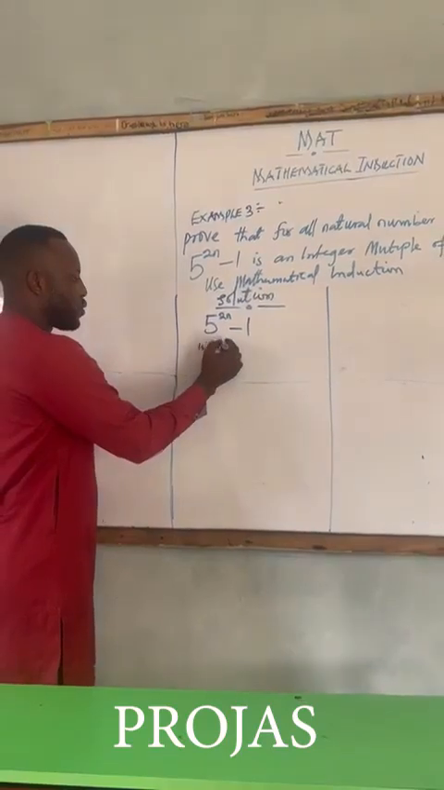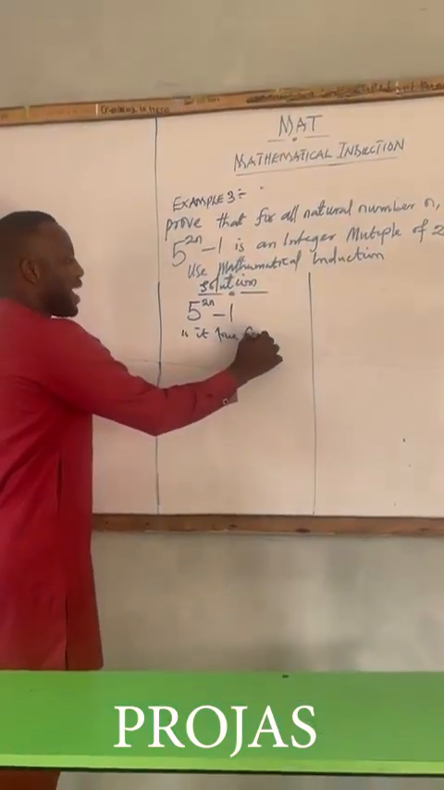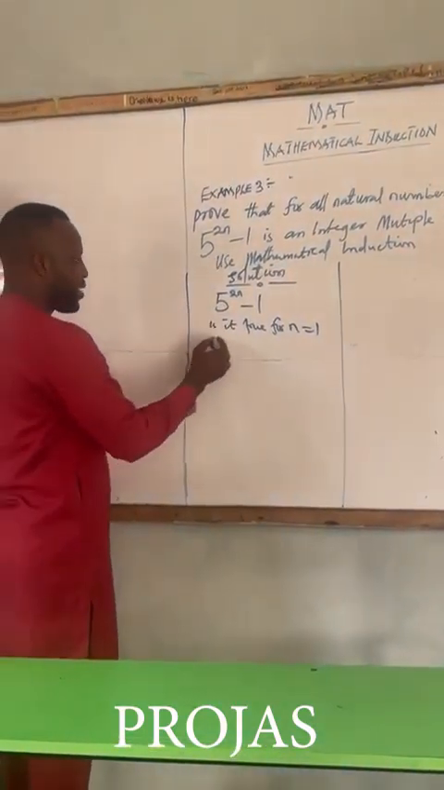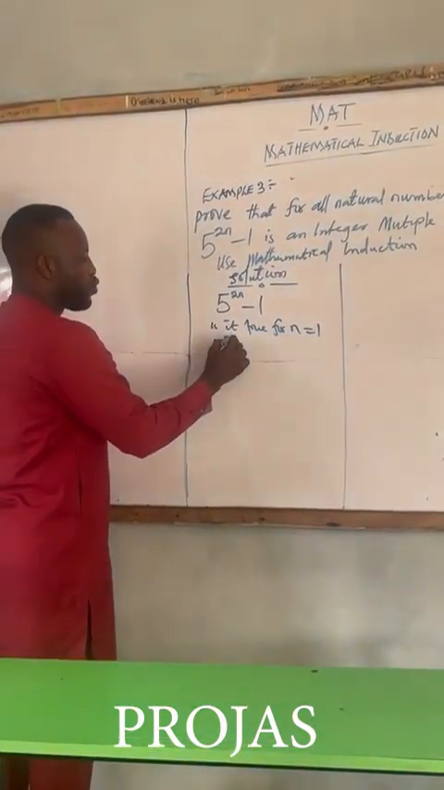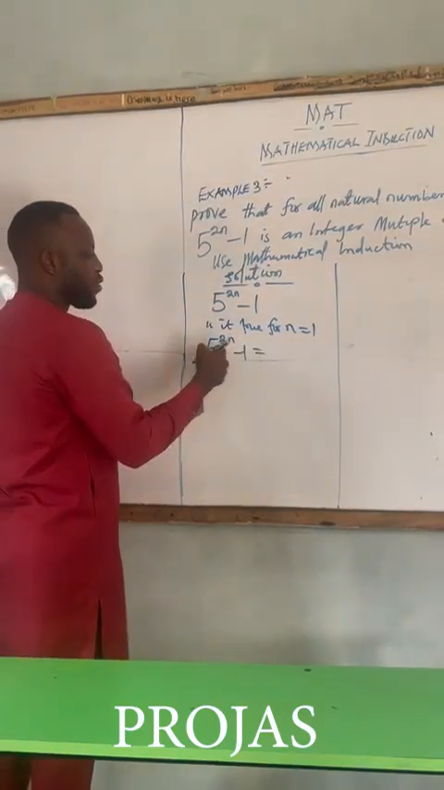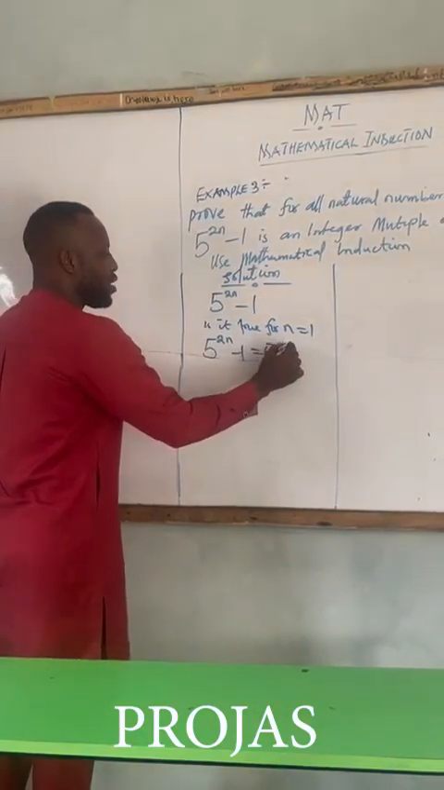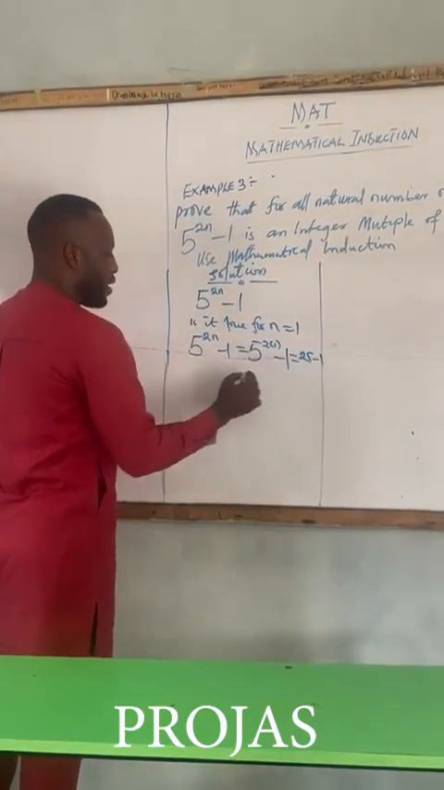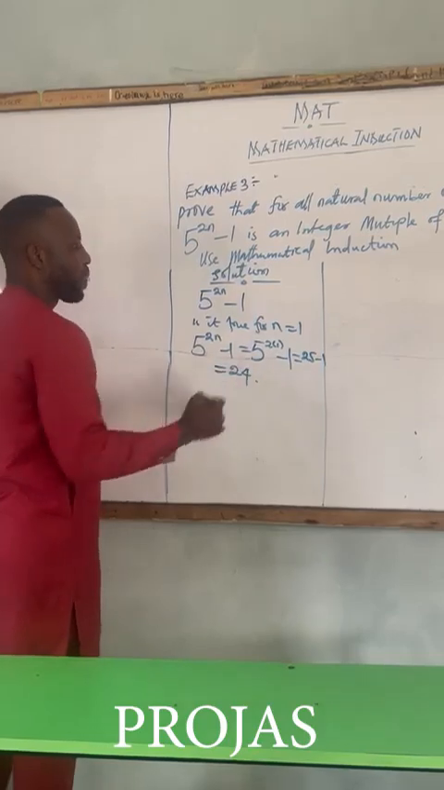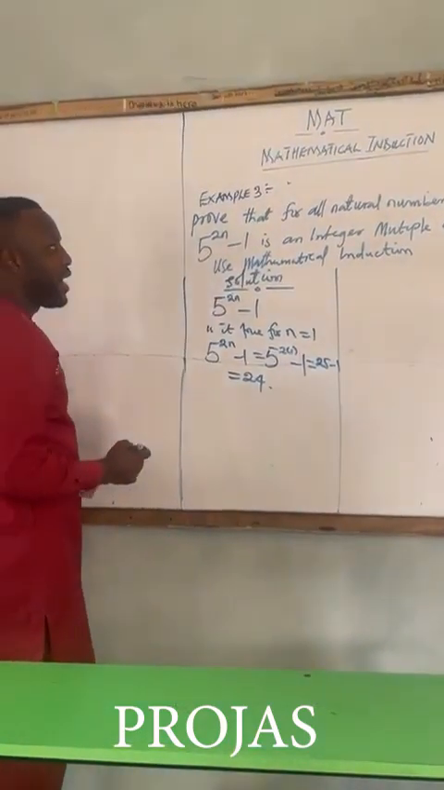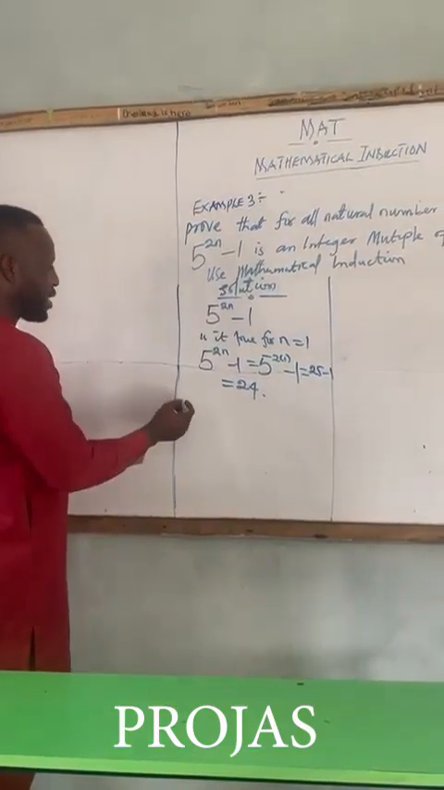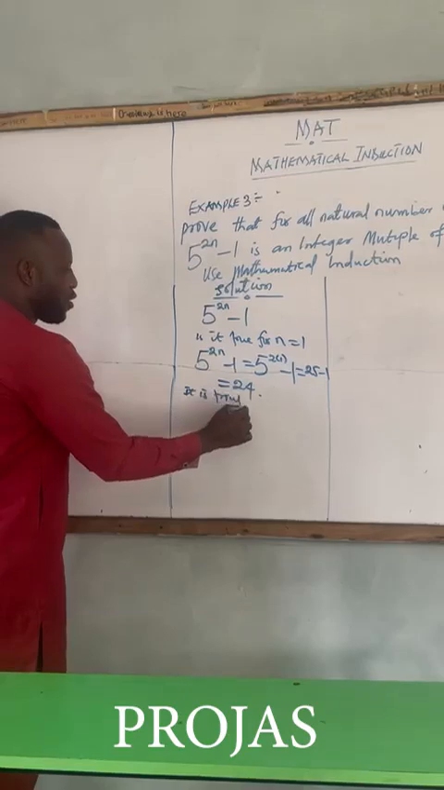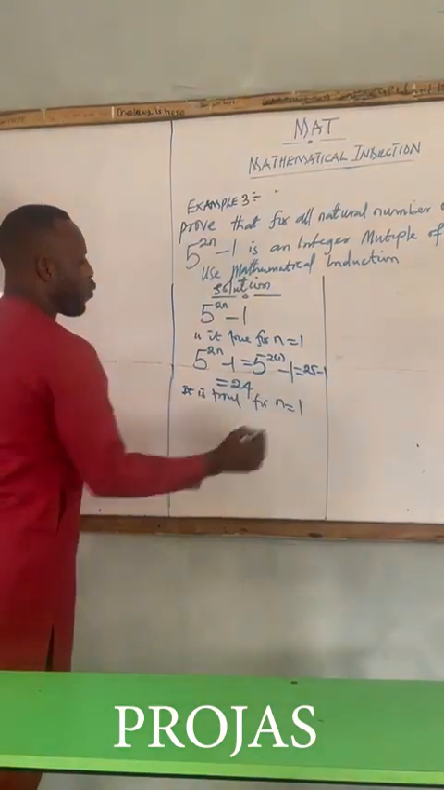Is it true for n equal to 1? We have our mathematical statement to be 5 raised to power 2n minus 1. That will be, when n equals 1, 5 raised to power 2 into 1 minus 1. And that is 25 minus 1, which is equal to 24. So 24 is an integer multiple of 24. We can say it is true for n equal to 1.